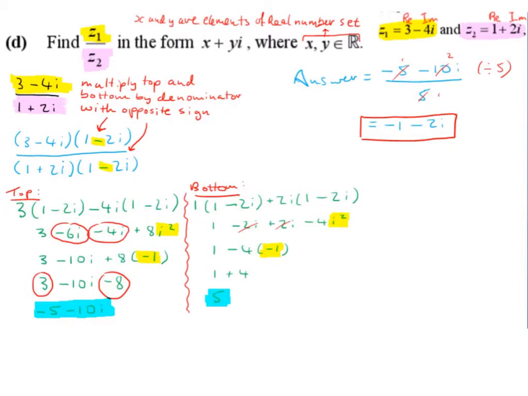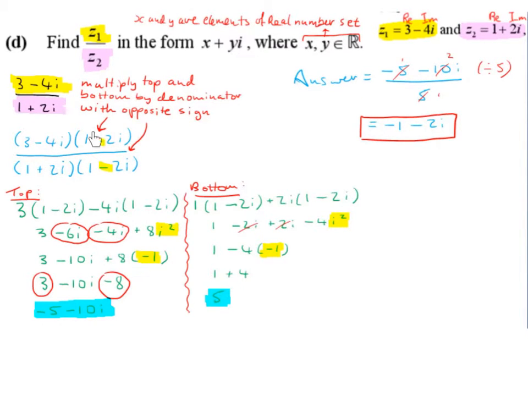So to get the conjugate of any complex number, we change the sign of the imaginary part. So in this case, we have plus 2i, so that plus becomes a minus. If it was originally a minus, it will become a plus. So we end up with 3 minus 4i multiplied by 1 minus 2i divided by 1 plus 2i multiplied by 1 minus 2i. So we multiply the top and the bottom by the denominator with the opposite sign. So that plus becomes minus.